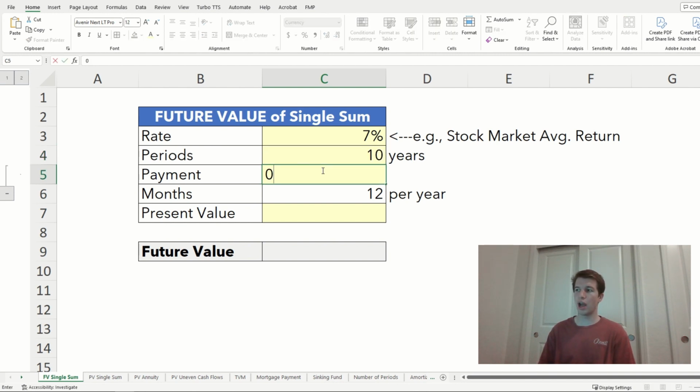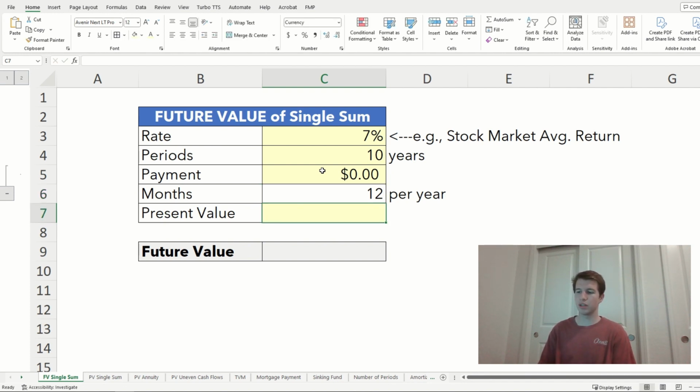Payments, we won't have any. The payments mean, for example, if I was getting paid $1,000 every year for my investment, at the end of every year, I'd put $1,000. But if we're just putting a single sum of money into the market or into our savings account, we won't have any payments. Maybe a few cents on the dollar for dividends, but that's not too much to think about.